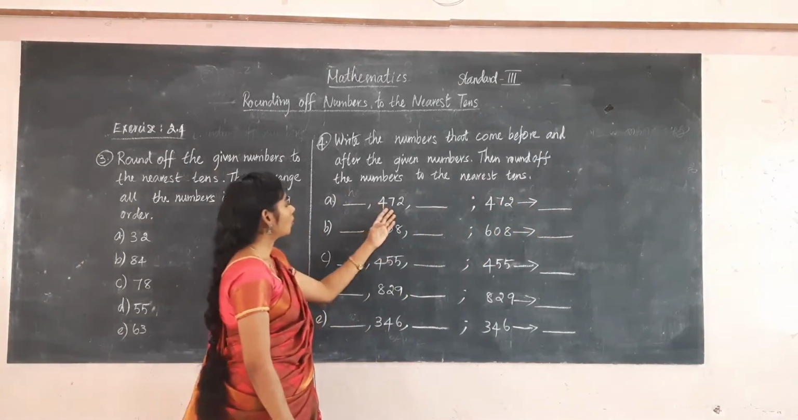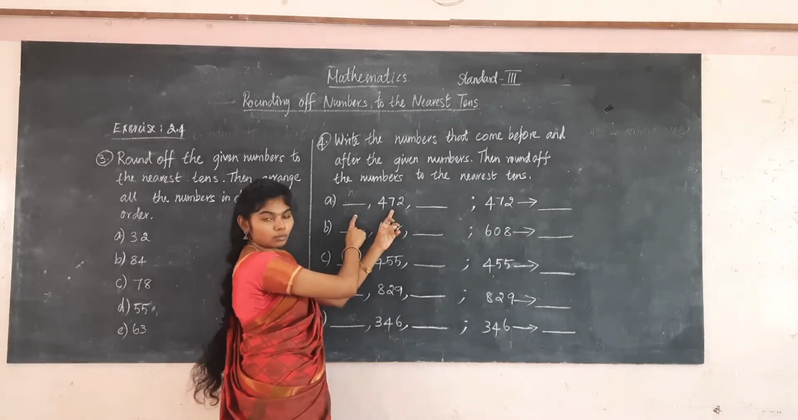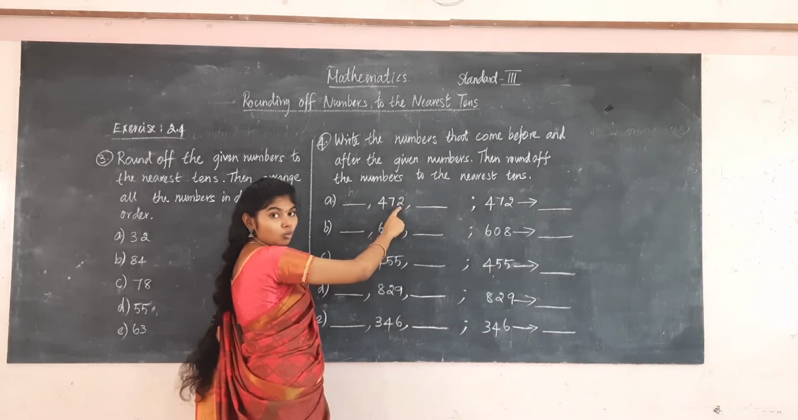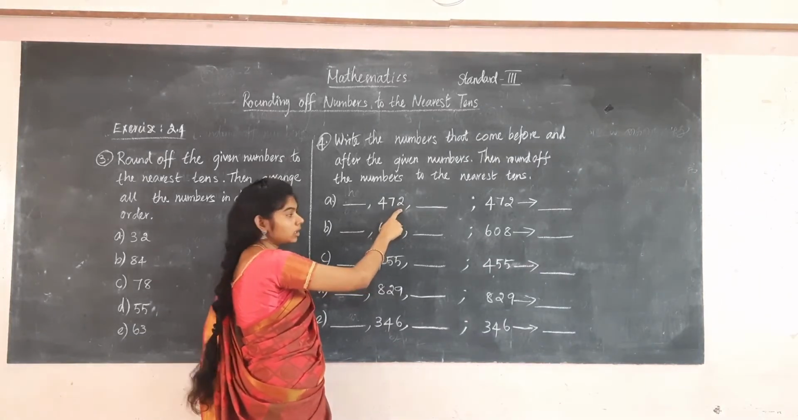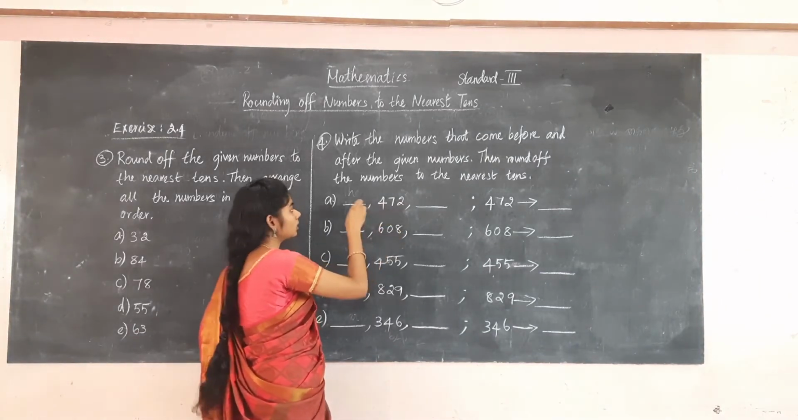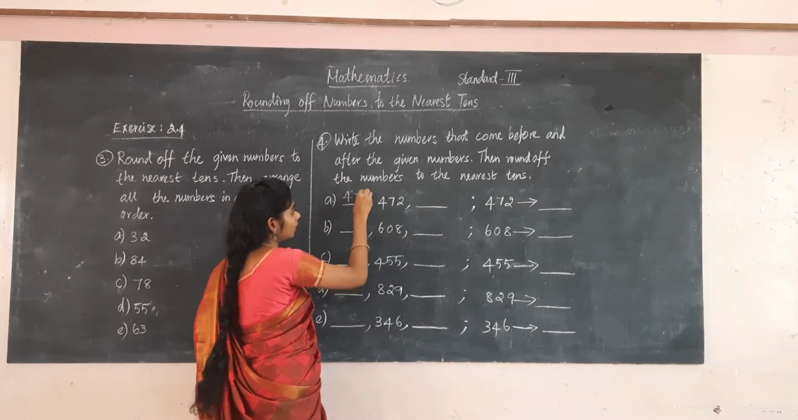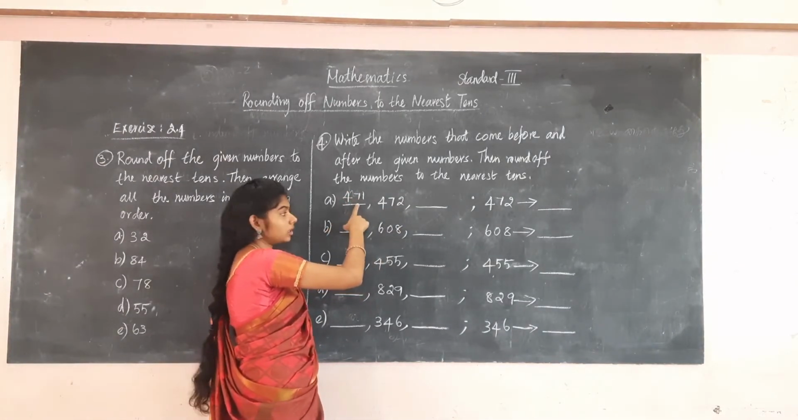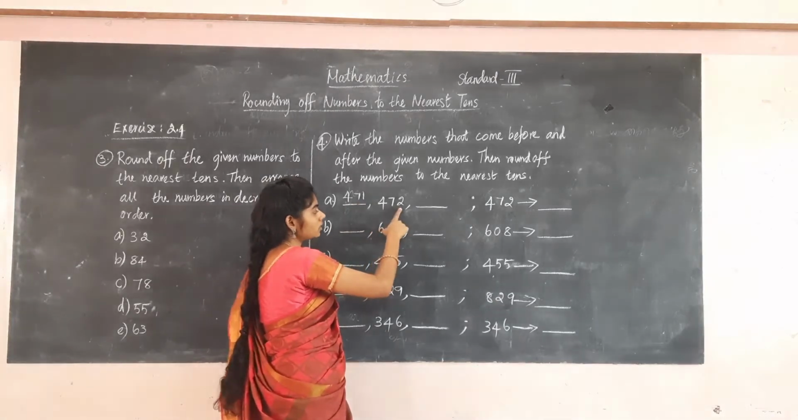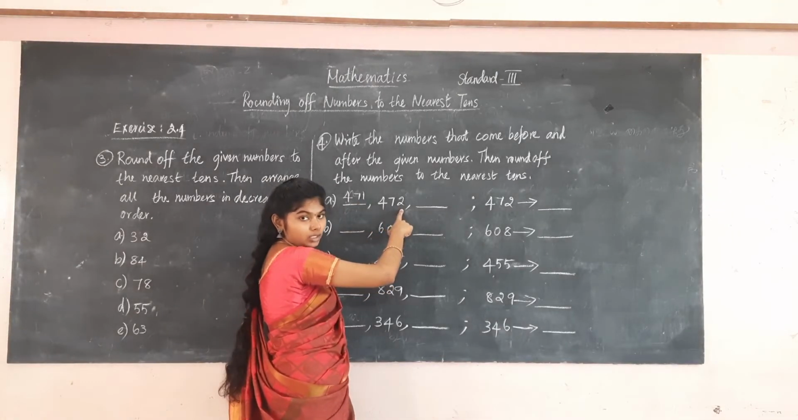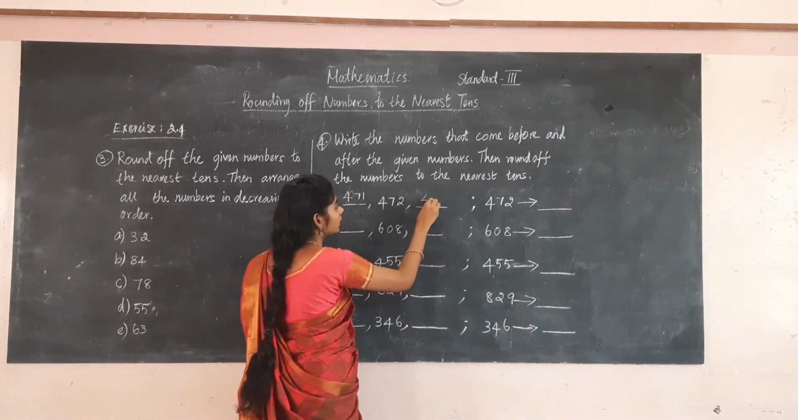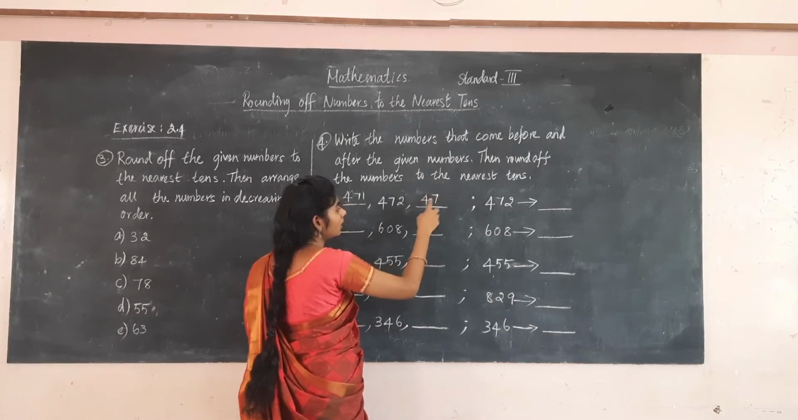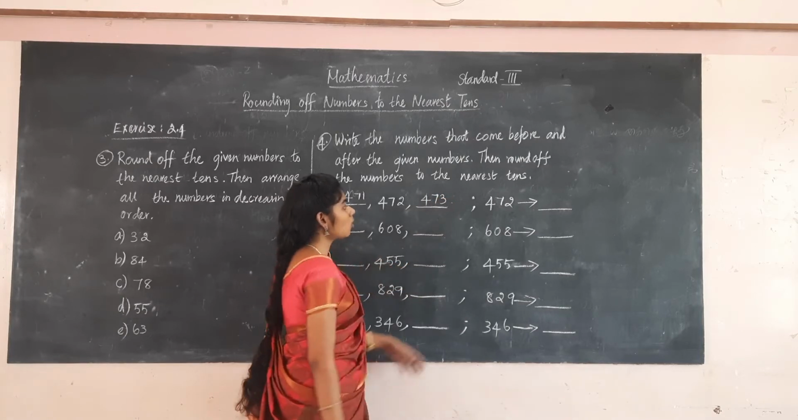First we have to find the before number and the after number. What is the number before 472? You will just subtract 1 in the ones place. So you will get 471. The before number of 472 is 471. Then for the after number, you will add 1 in the ones place. So 2 plus 1 is 3, giving 473.